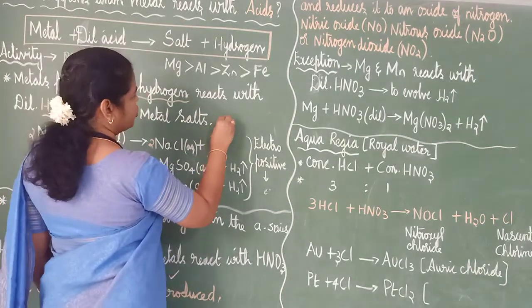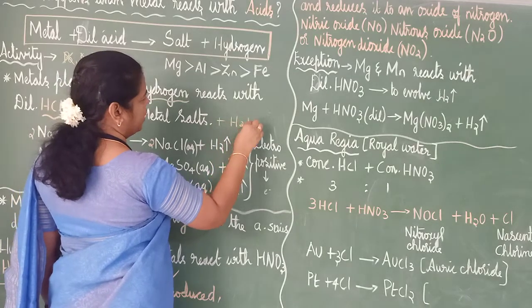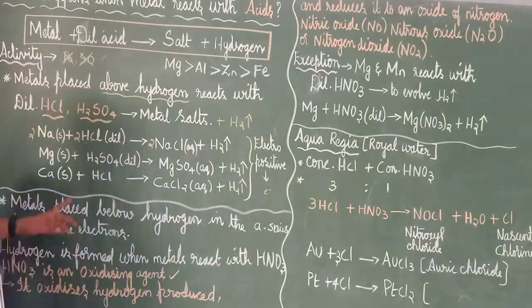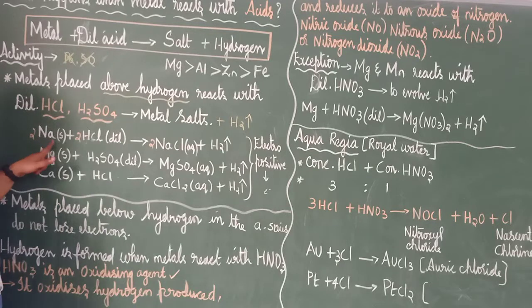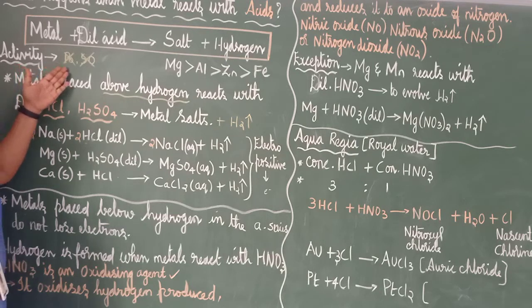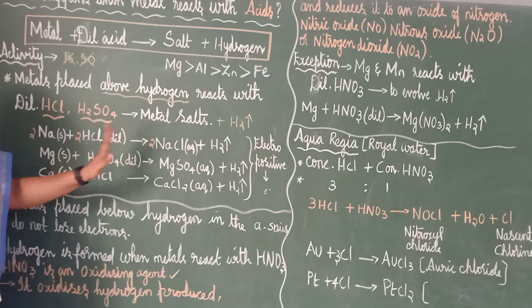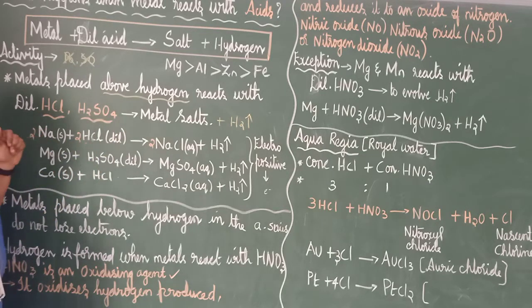Hydrogen. Metal plus acid gives a metal salt and hydrogen. For example, sodium. Sodium is a solid. Here we are not using sodium in the activity because it is too reactive, but to know how it happens, we are just writing the equation. Sodium plus HCl. What will you get?